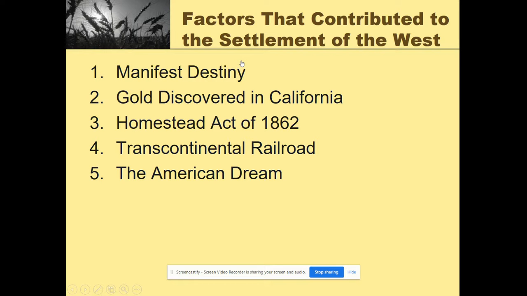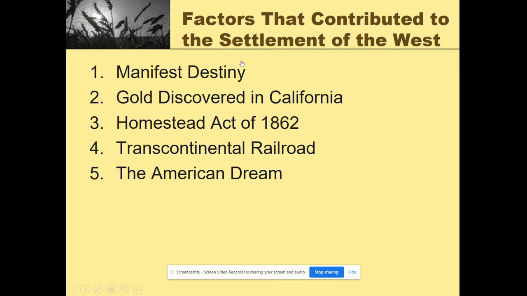That was the idea that the United States was ordained by God to stretch from coast to coast. And that was the idea, to get all of the land all the way out to California. Gold being discovered in California is going to contribute heavily to that because a lot of people are going to enter California. The Homestead Act of 1862 is when people are going to be granted areas of land out in the middle of the country. And very often that land already had people on it, namely Native Americans. So they were giving away native land.